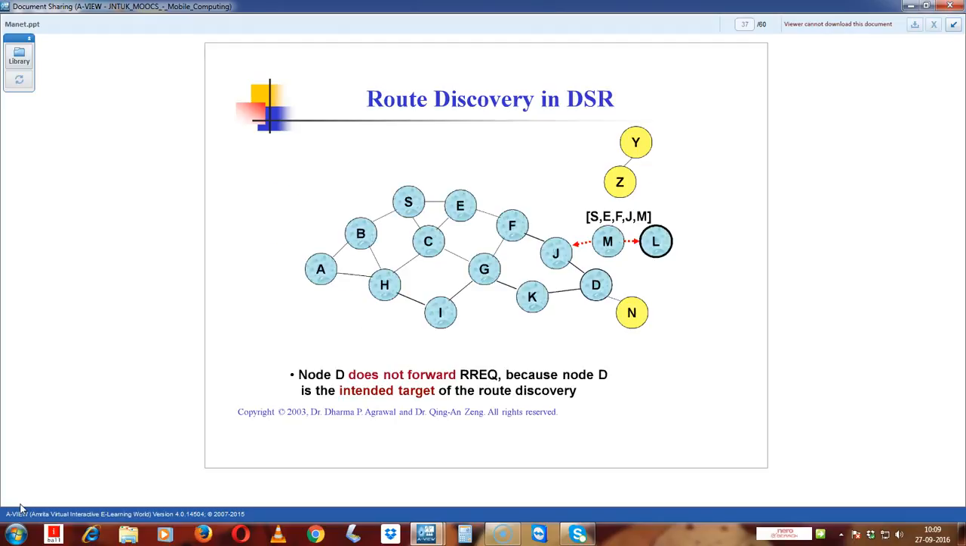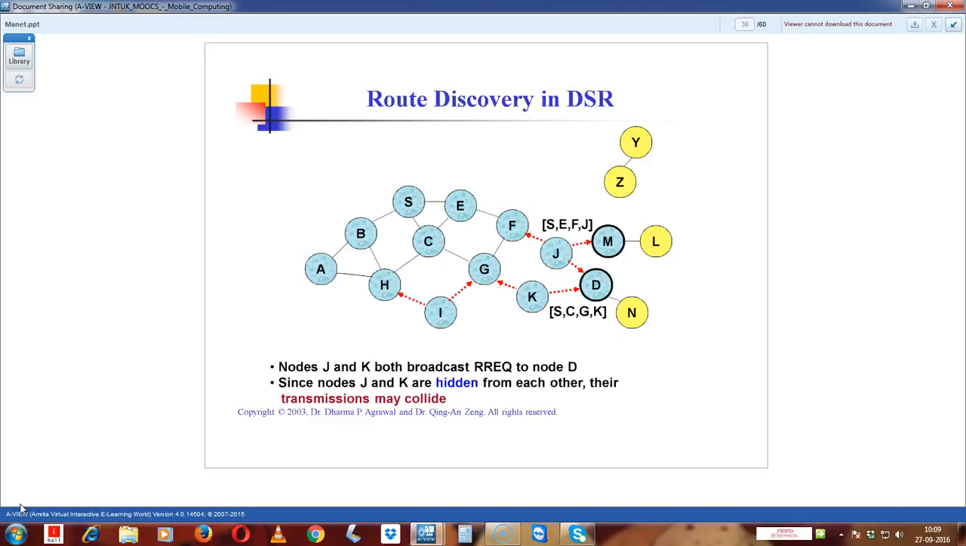Any questions related to route discovery and the DSR algorithm? You can ask your question if you didn't understand anything.